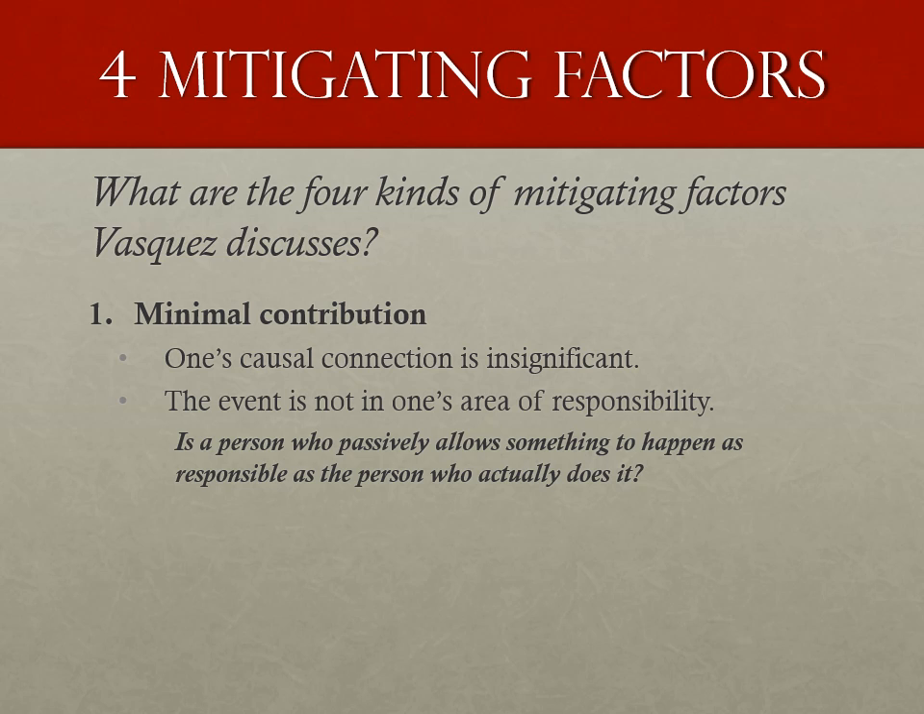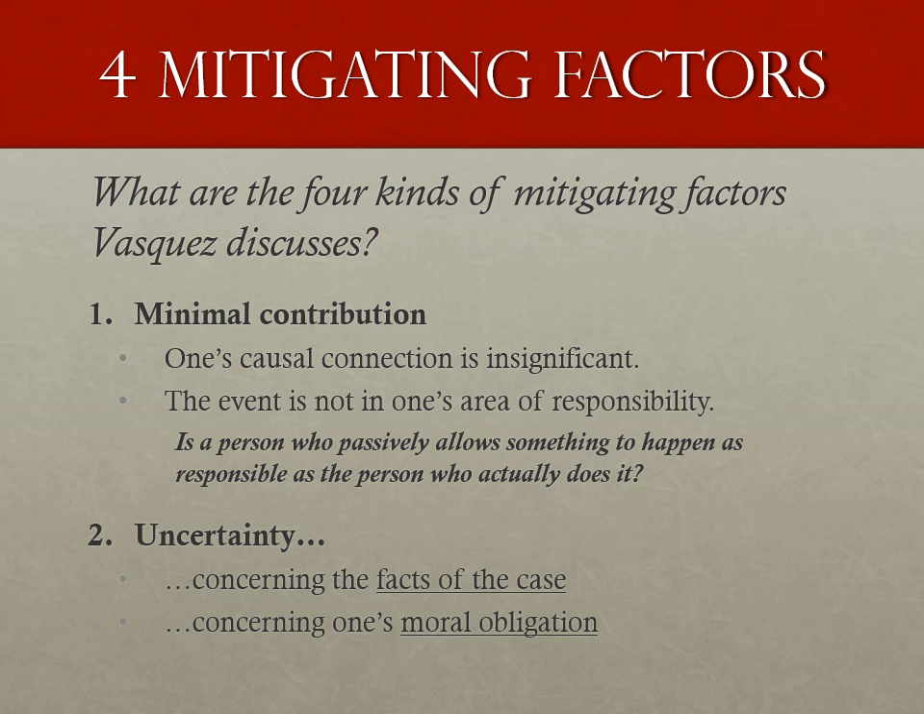This is something we'll have an occasion to talk about later in the course. The second mitigating factor has to do with uncertainty. Remember that the second element of moral responsibility is knowledge. But what if I'm uncertain, for instance, about the facts of the case? Perhaps I'm not sure exactly what's happening. Or maybe it's not clear to me what my moral obligation actually is.